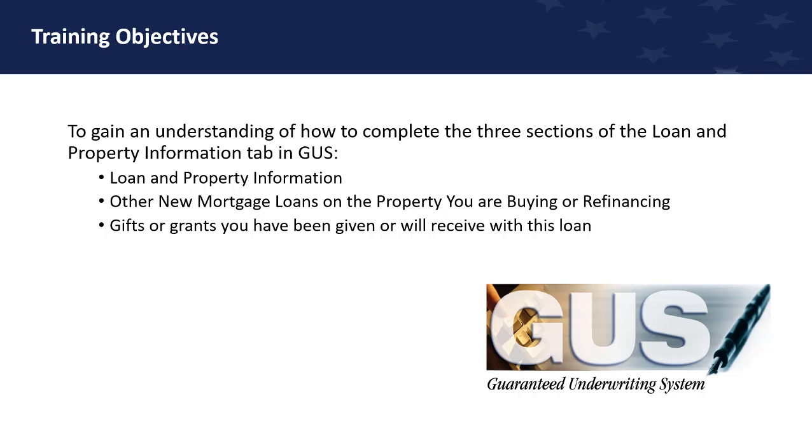Let's review the training objectives of the Loan and Property Information module. By the end of this module, the user will understand how to complete the 3 sections of the Loan and Property Information tab in GUS. We will cover the following sections: Loan and Property Information, other new mortgage loans on the property you are buying or refinancing, and finally, gifts or grants that you have been given or will receive on this loan.